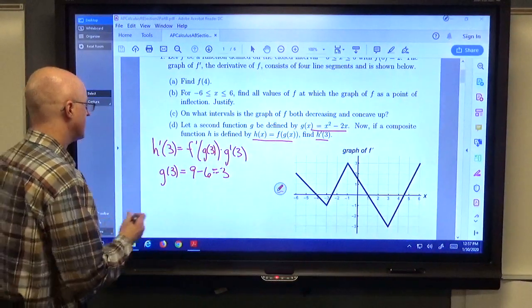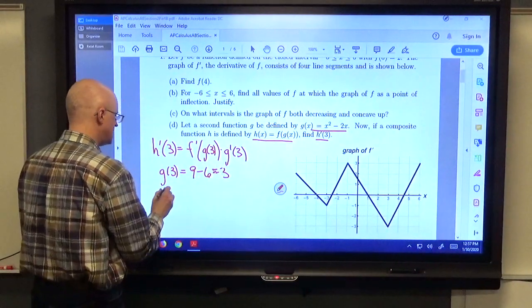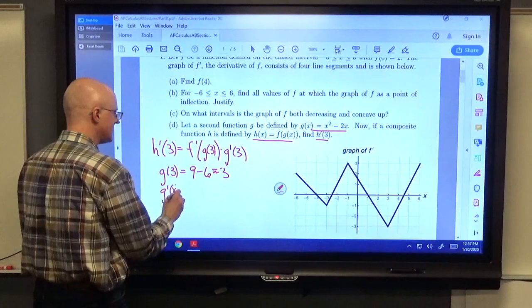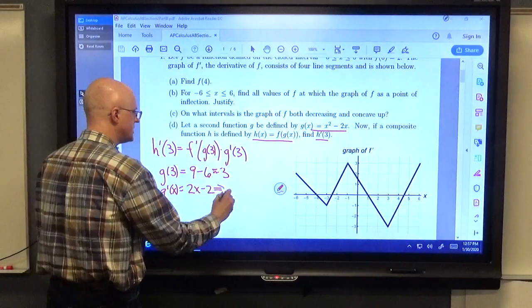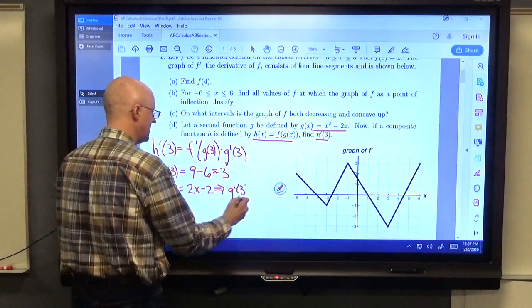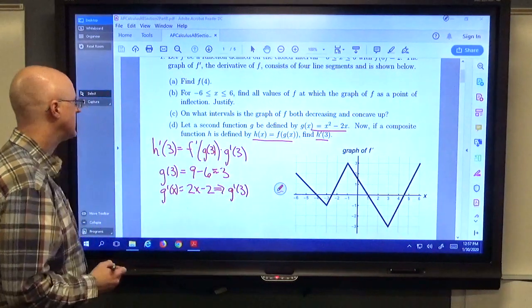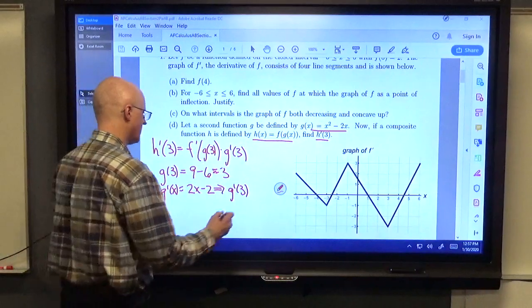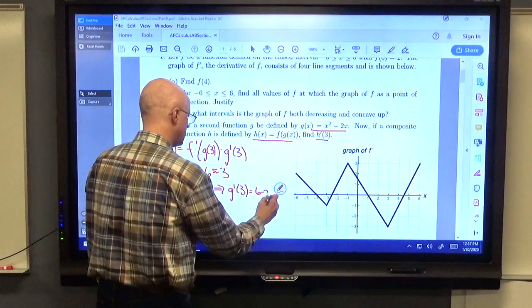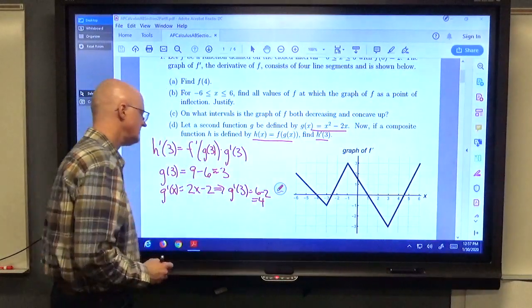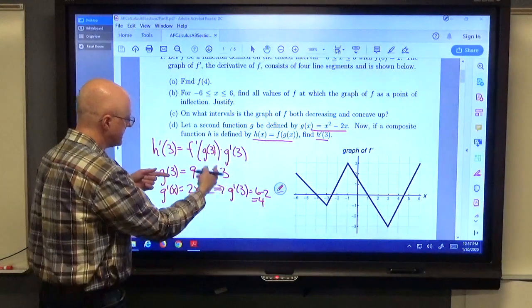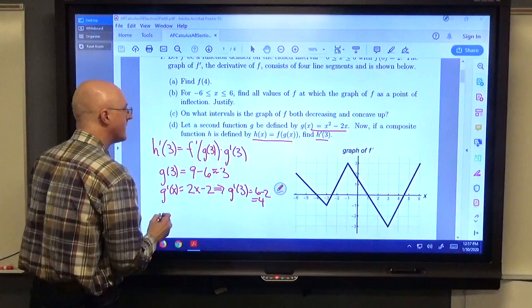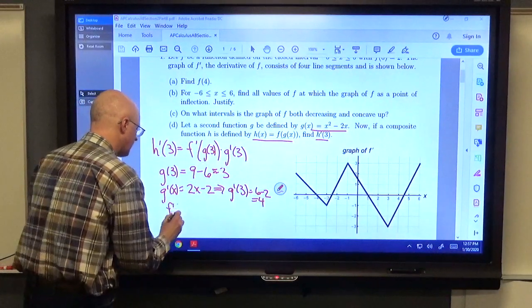Double check that. Hopefully I don't make a mistake here. G prime of x is going to be 2x minus 2, so G prime of 3 is going to be 6 minus 2 is 4. We're also plugging g of 3, which is 3, into f prime. What is f prime of 3?